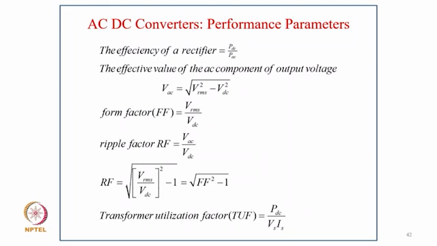And the effective value of the AC component in output voltage is VAC, that is the square root of VRMS squared minus VDC squared. Form factor is VRMS upon VDC, and ripple factor is VAC upon VDC. Of course, this can be defined as the square root of (VRMS upon VDC) squared minus 1, or the square root of FF squared minus 1, where FF is the form factor. And transformer utilization factor is PDC upon VSIS.